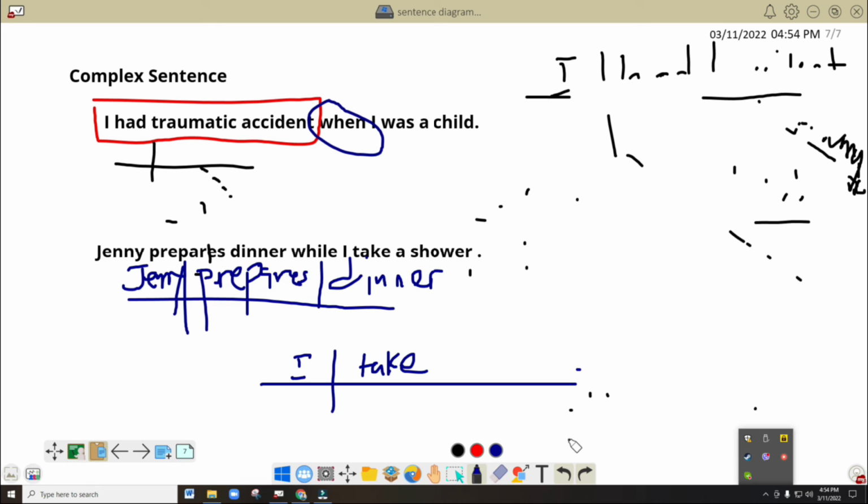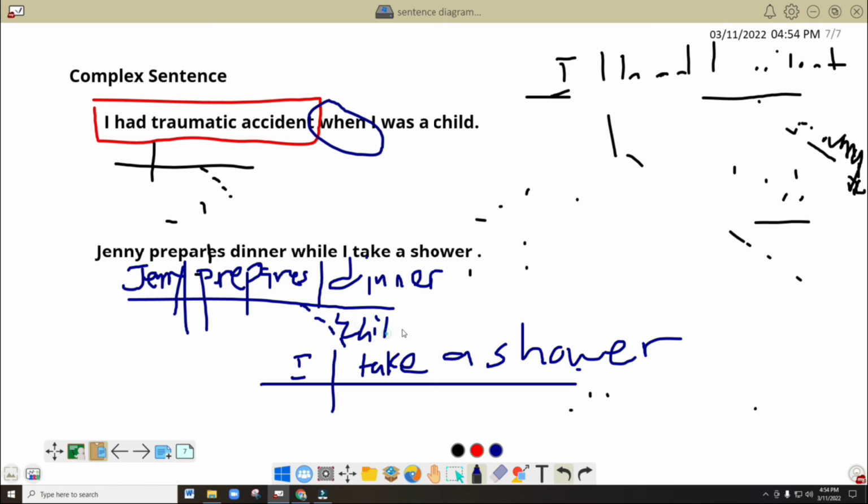Okay, so since this one, to take a shower is from an expression, so this is one whole verb, so we just have to put them together. So take a shower. Okay, so what are we going to do? So we're just going to put here, of course, our broken line, diagonal broken line, then we write the word while. So that's it. We have the complex sentence. Okay, so I take a shower.